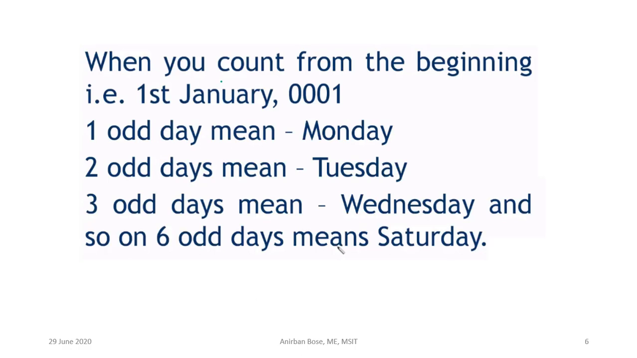Now see, when you count from the beginning, what is the year now? The year is 2020, right? But if we consider the first year, where the year is 0001, the first calendar year, and also consider the first day, that is the 1st January of the first year, that day was a Sunday. Okay, so this is the consideration. Now if that day is Sunday, then 1 odd day means Monday, 2 odd days means Tuesday, 3 odd days means Wednesday. In this way we calculate the day corresponding to the odd days.